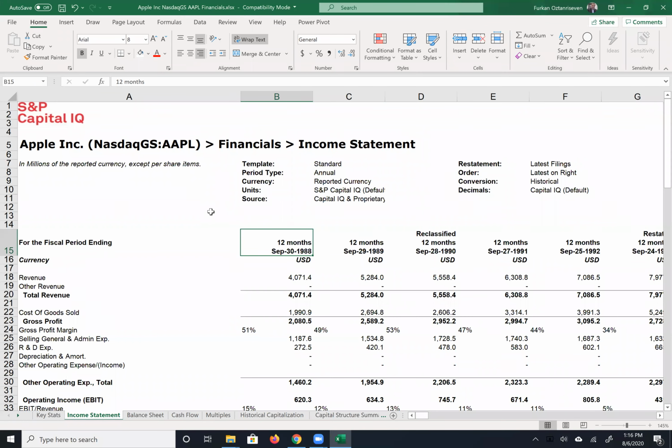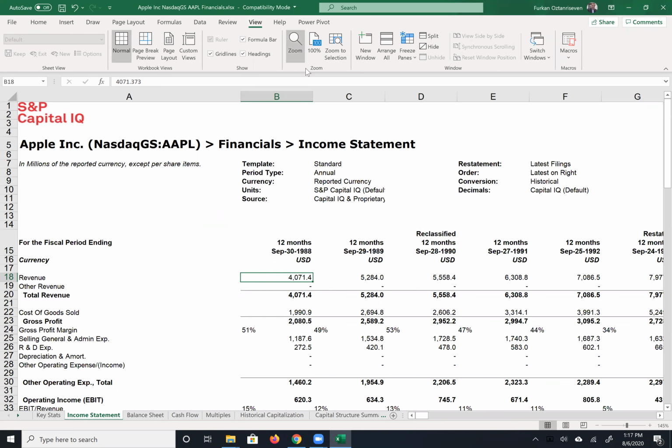Hello, in this video, I would like to talk about income statement basics. So you can see here, I click on the income statement tab and I will click on this revenue number for the first data entry, which is 1988. And I would like to click on View, and then here you can see Freeze Panes, and then click Freeze Panes. Basically, this will help me to keep the headings so that I can see what's going on.